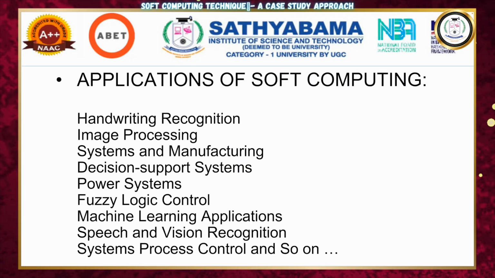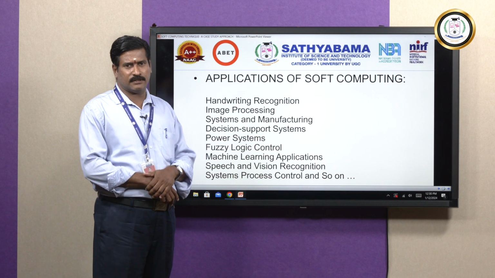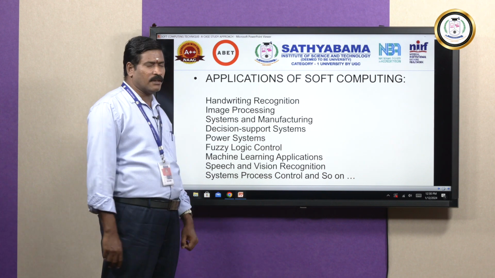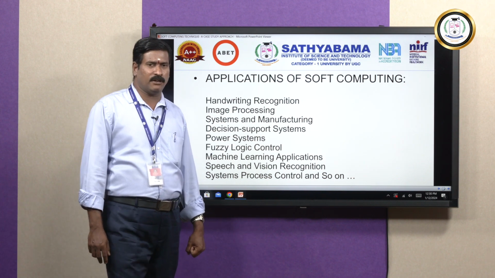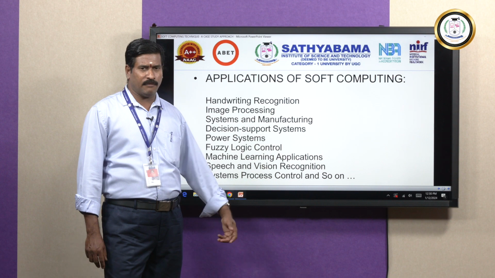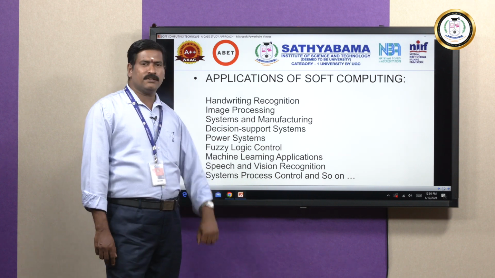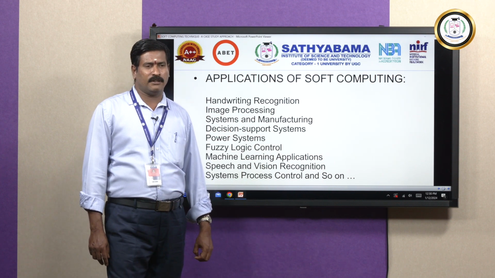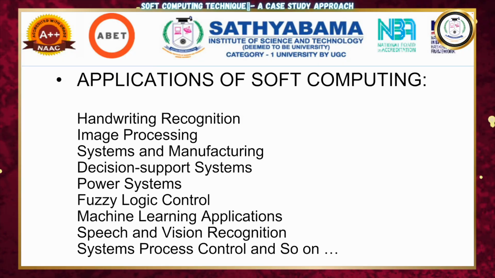The applications of soft computing. Soft computing finds applications in a variety of fields such as handwriting recognition and image processing. Image processing is widely used for satellite communications. Then systems and manufacturing, particularly mechanical systems, right, where the dimensions of the systems are very important, and it can also find out any defects in the systems. Then decision support systems, particularly in transportation. Then power systems, to calculate the power loss.